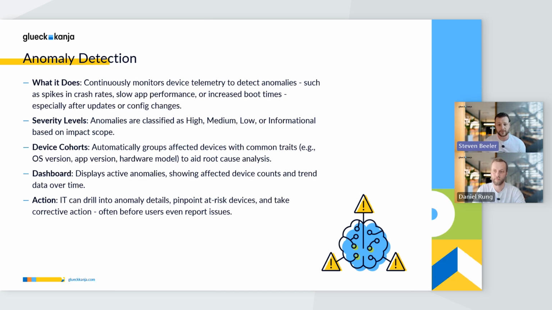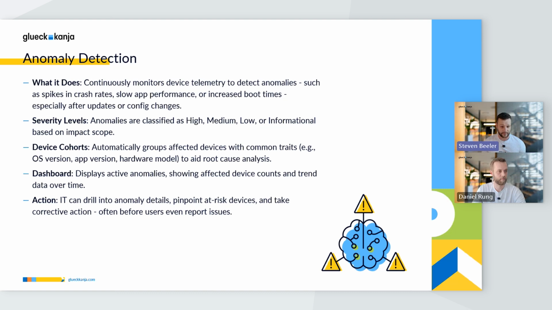Then we have the paired t-test model. This is a before and after comparison. For instance, if you roll out a software update and for some reason the device isn't behaving correctly, it will compare the before state and the after state, and it will be able to create an anomaly based on that. This is also valid for policy changes, for example.